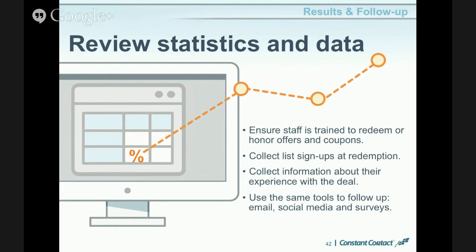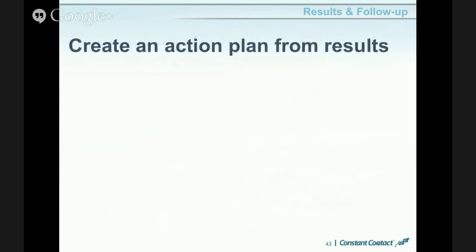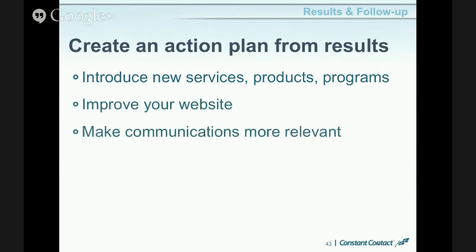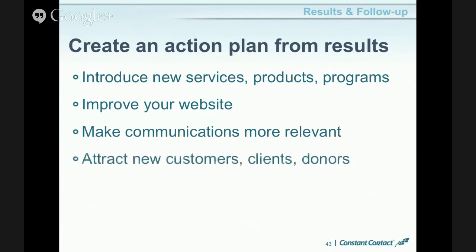Again, as we mentioned in step 3 from a slide ago, you're going to want to create an action plan from that result. So make sure that you connect out and introduce new services, products, or programs if it makes sense. Take that step to improve your website if that's the communication that you're getting. Make your communications more relevant if you're hearing back that your communications aren't really relevant to the people that you're trying to reach. Maybe if you see that something is very attractive or that you're not connecting with folks in a specific way, use that to attract new customers, clients, or donors by adjusting your approaches.